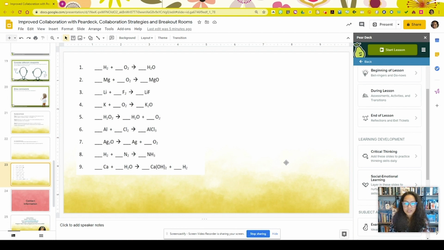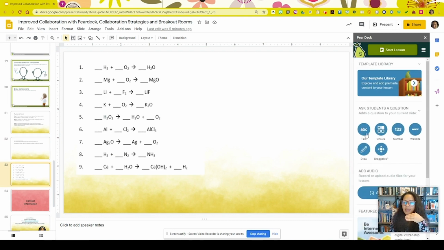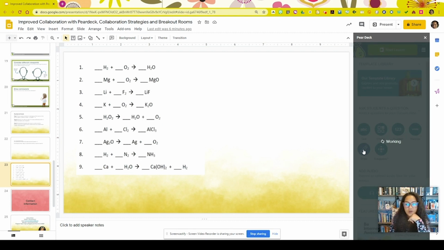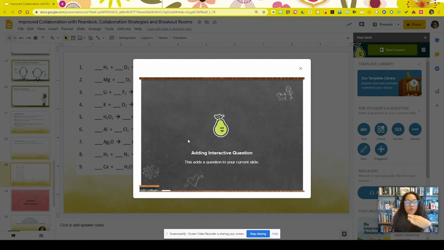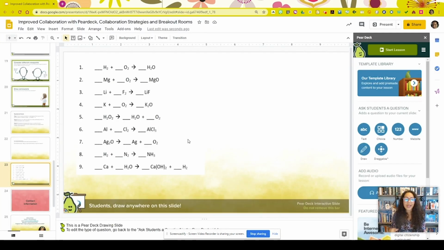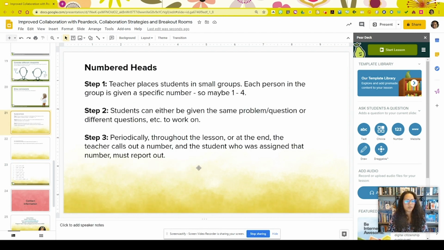So as the teacher, I would make sure that I made this slide draw, right? I would add that draw feature here so that while we're together and even on their own in the breakout rooms, they can put the solution. So when we come over here, they can easily have it displayed. So they would just need to explain what they did. And this way, let me go back to the description of numbered heads.